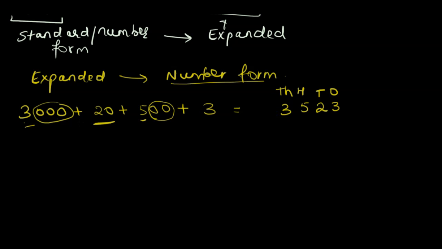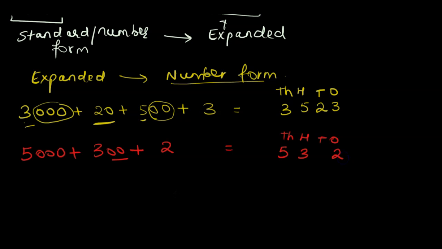This is how we turn an expanded form number to number form. Let's do another question for the sake of practice. If we have 5000 plus 300 plus 2, again, because we have 3 as the maximum number of zeros, we know this is going to go up to thousands, then we start reading. So 5 has 3 zeros after it. A number that has 3 places after it is a thousands place number. 300 has 2 zeros after it, so this goes under hundreds. 2 has no zero after it, so this goes under ones. We do not have anything to put under tens, so we put a 0 there.